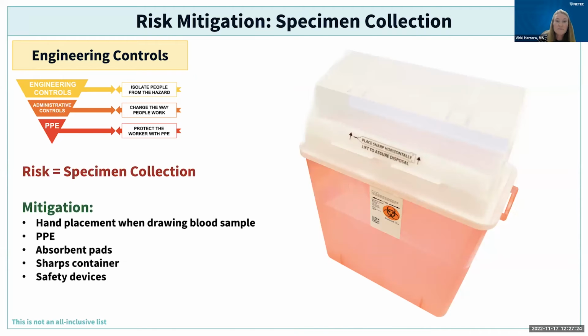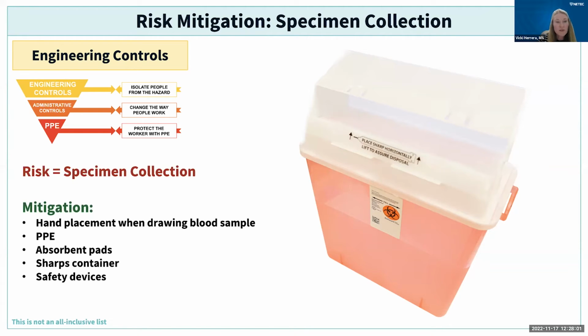Next slide, please. All right, let's talk about some different risk scenarios and how we can mitigate those. So specimen collection. There are many risks that you can identify associated with specimen collection. There are needles, other sharps involved, direct contact with the patient. So how would you mitigate some of those risks? And this is, again, not an all-inclusive list. This doesn't identify all the risks involved with specimen collection.